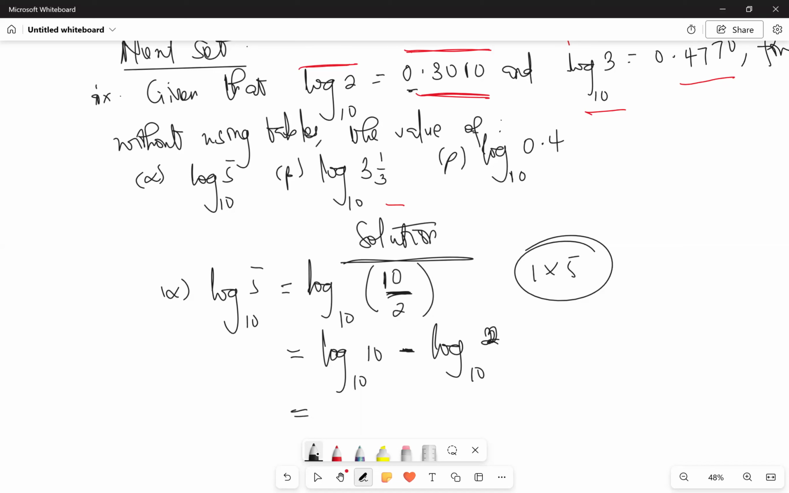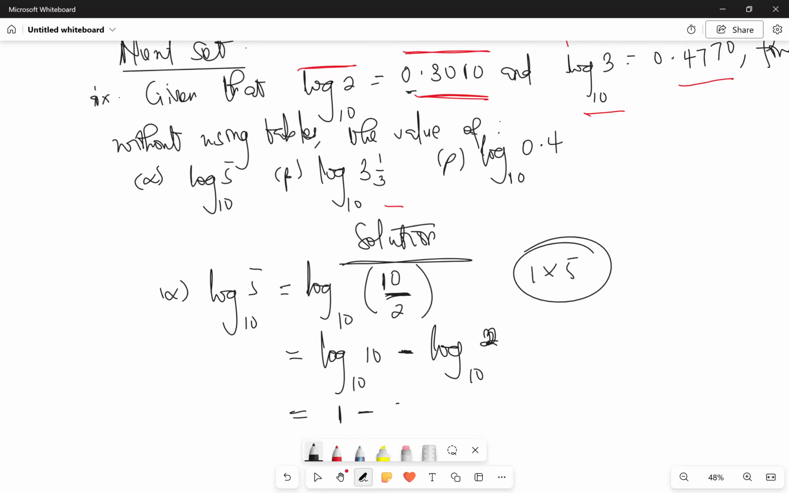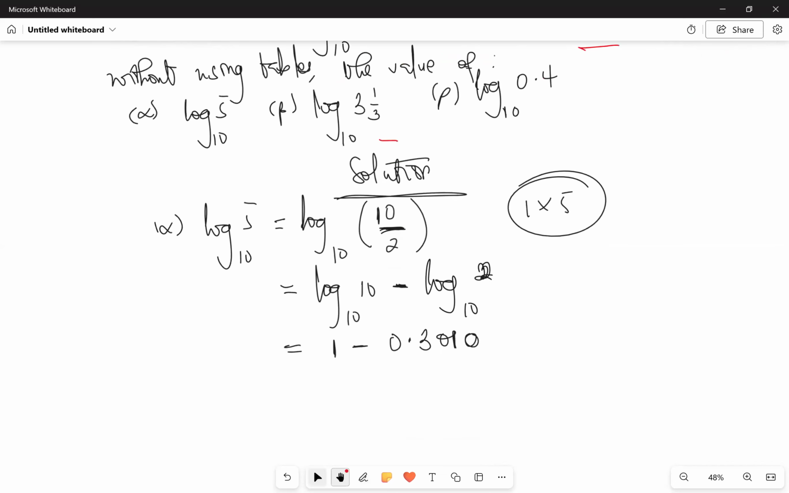Then log 10 base 10, you know is 1, right? So that'll be 1 minus log 2 base 10. Referring to the question, given that log 2 base 10 is this, wherever you see log 2 base 10, you put 0.3010. Now, what's the answer?